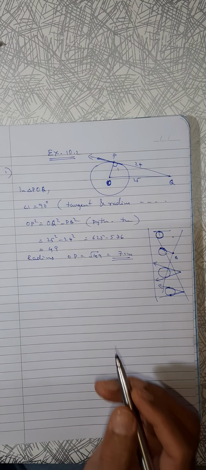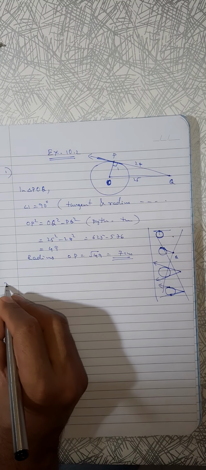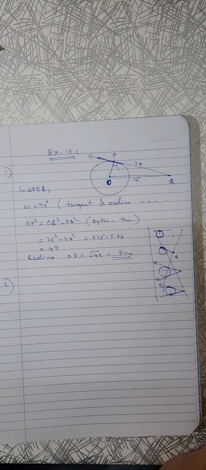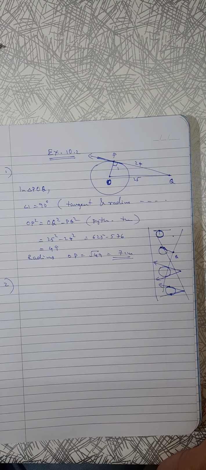Okay. Now question number 2. Question number 2, figure is already given. TP and TQ are two tangents to a circle with the center O. POQ 110 given. So very simple thing.